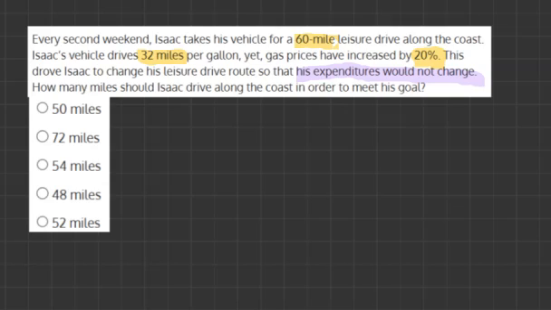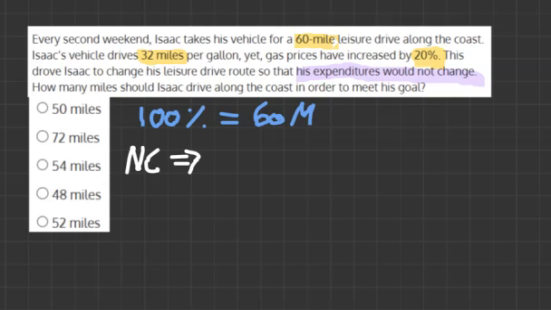So I'm going to write in some information at the top, and we're going to do 100% is equal to 60 miles. And what this says is, we don't know the price of Isaac's gas, but whatever he's spending is 100%, and it leads to him being able to drive 60 miles. And now underneath I'm going to write NC for new cost. And it says here that whilst the price has increased by 20%, so we have 100% plus 20, and this is the new cost for 60 miles.